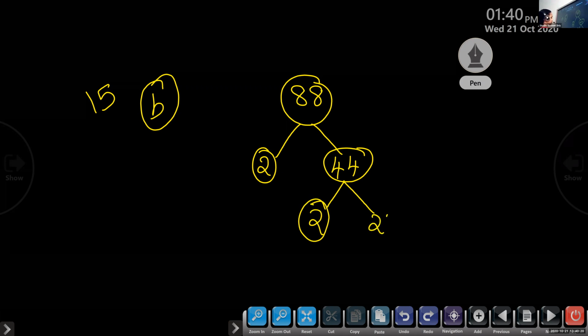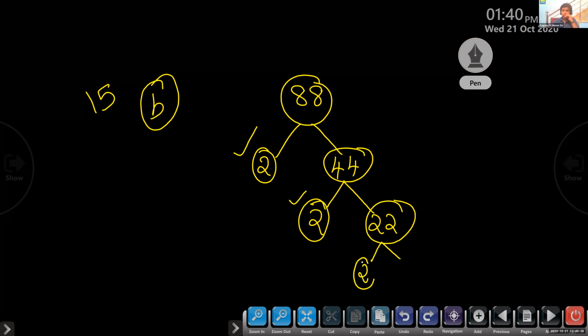Okay, now 2 is a prime number, and 22 is also not prime. Again, we have to divide 22 by 2. 2 into 11. 11. What is the prime factorization of 22? So 22 can be written as 2 multiplied with 11. So children, you can write the steps.